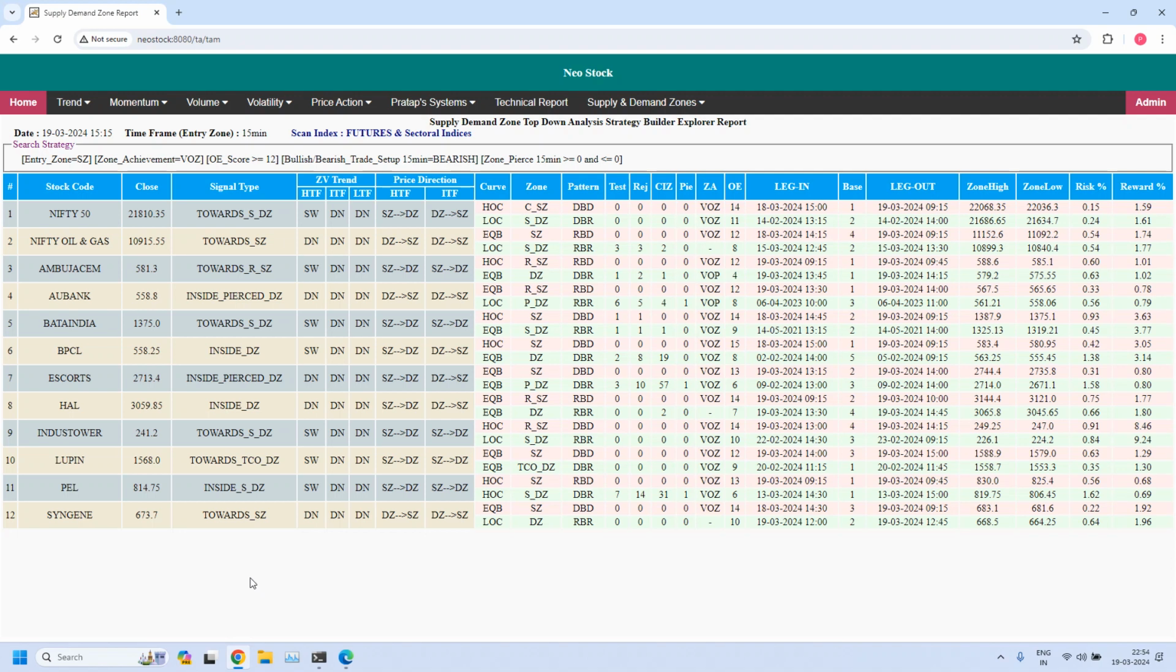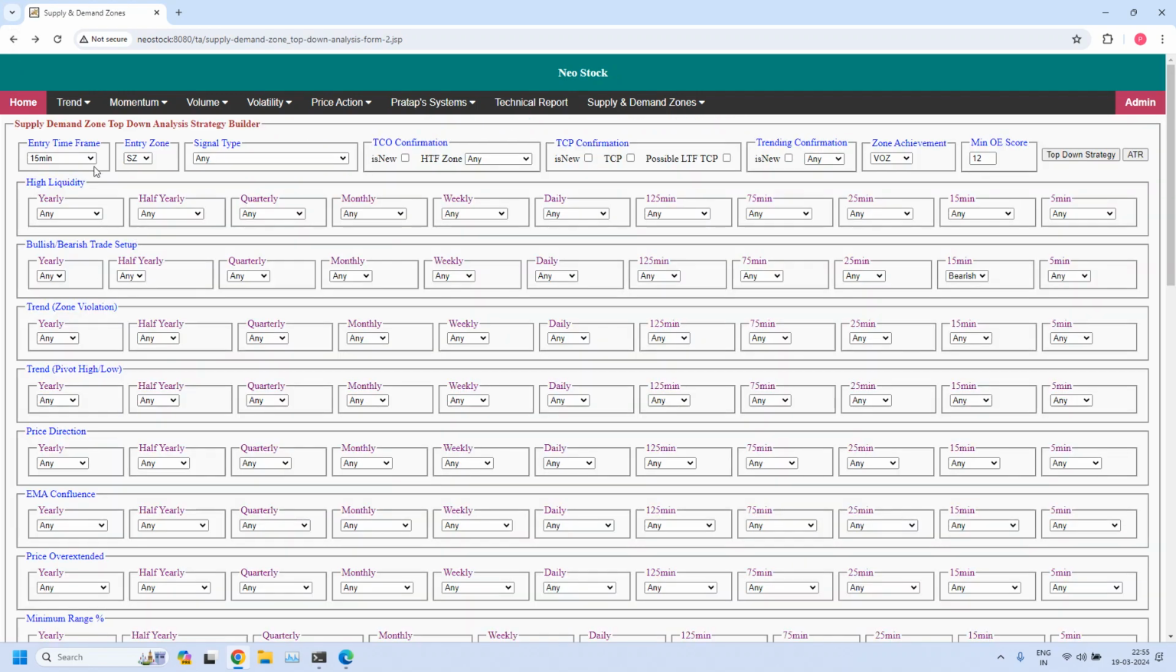Okay, now let's go back and generate this time a bullish trade setup for hourly income trade, HIT trade. So I am going back. For hourly income trade, entry time frame should be 5 minutes. And the entry zone should be demand zone because this is a bullish trade setup. And zone achievement should be violated opposing zone. Minimum odd enhancer score is 12. But the pierced zone should be applied for 5 minutes time frame.